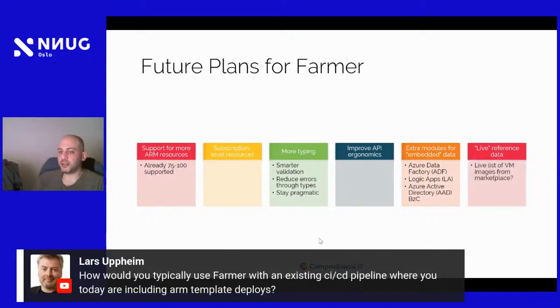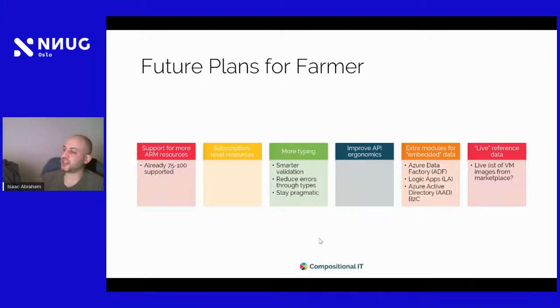One thing we'd like to add in the future would be also getting some more live data using what we call type providers in F#. So imagine that you could say, for example, VM images dot and get a live list directly from the marketplace of all the available images. That's something that would be another nice to have. It's a bit of effort to do, but it would, I think, be a nice value add as well.